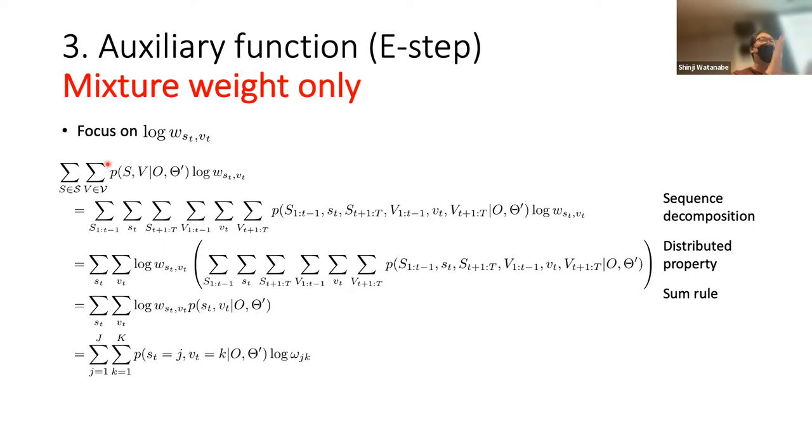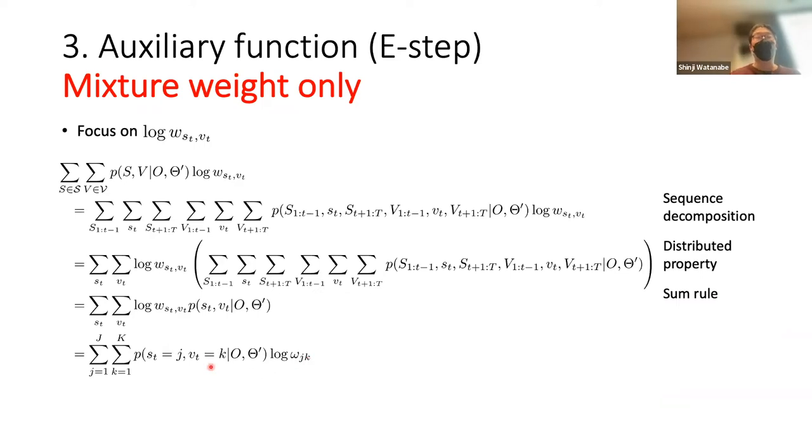Again, the methodology is basically the same: performing the sequence decomposition of the sequence S and the sequence B, using the distributive property to change part of the summation, then performing the sum rule, and then eliminating the sequence summation. And we can get this distribution. This is quite a similar form to the auxiliary function that we have shown in the previous lecture.